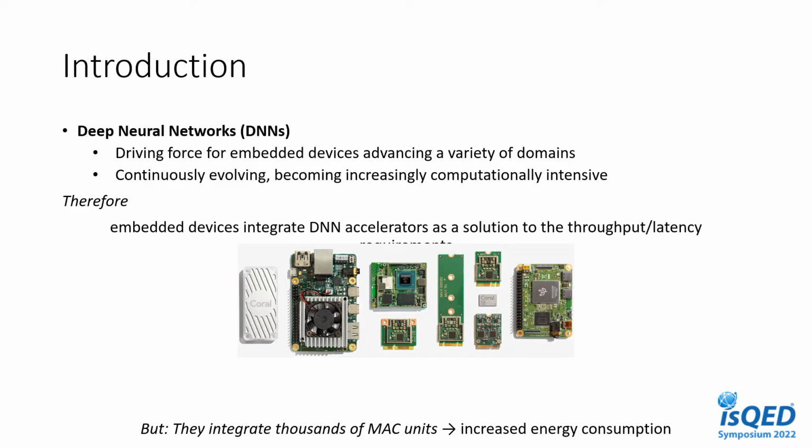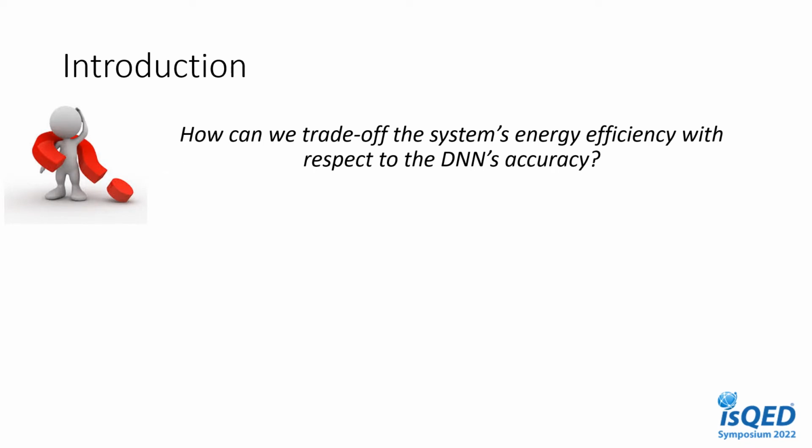Embedded devices are being put to the test by the ever-growing computational demands of modern DNNs. They are now called to integrate DNN accelerators as a solution to the throughput and latency requirements. Integrating thousands of MAC units, however, results in increased energy consumption. How can we trade off the system's energy efficiency with respect to the DNN's accuracy?